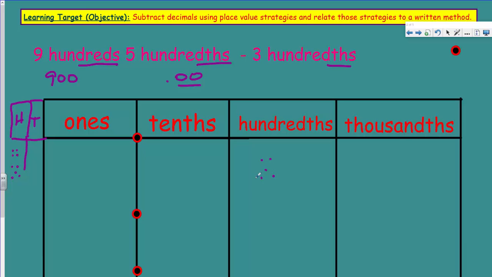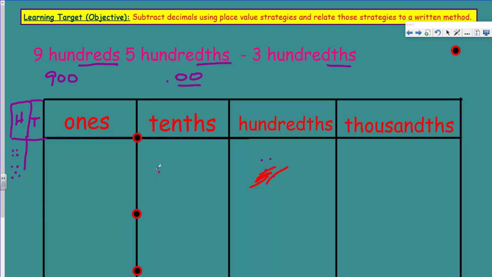Now we have 500s, but we need to take away 3 of them. So we're going to take away those 3. Well, let's just cross them out. 1, 2, 3. I missed them. Okay, I got him. Well, what does that leave us with? It looks like we have 900 still because he was not affected. And then we have 200s.